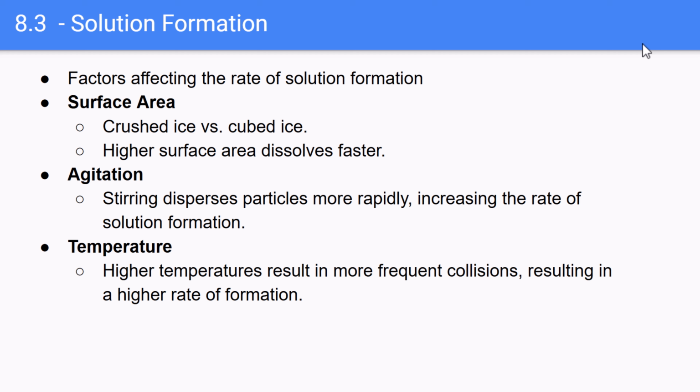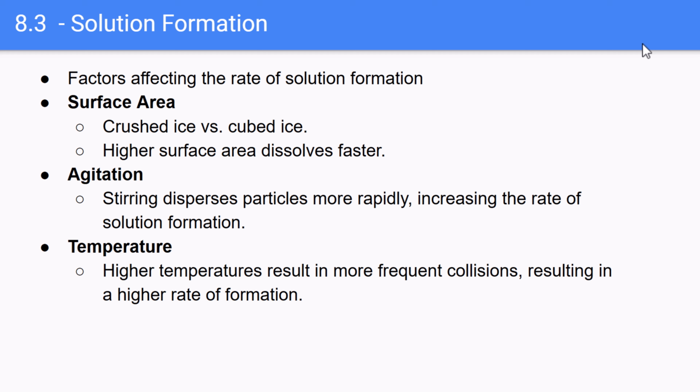Agitation. Stirring disperses particles more rapidly, increases the amount of energy that's in the solution, and thus we dissolve it more quickly. It's like taking sugar and putting it into water and letting it sit versus stirring it up. When you stir it up, it disperses the particles more rapidly. It results in more collisions of molecules. We'll talk about collision theory when we get into our kinetics unit. But the more collisions you have of molecules, the more likely you are to dissolve and increasing the rate of solution formation. And then lastly, temperature.